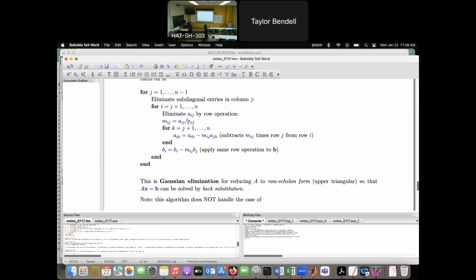Now, this algorithm will fail if this diagonal entry AJJ is 0. Can anyone tell me how we avoid a situation like that? Okay, so this algorithm will break down if this AJJ diagonal entry happens to be 0. What can we do in terms of the whole process of working on systems of linear equations to prevent that kind of situation from happening? That's not being done here.